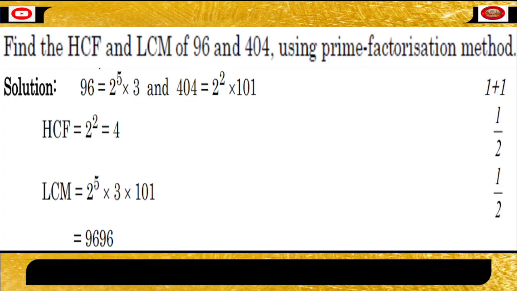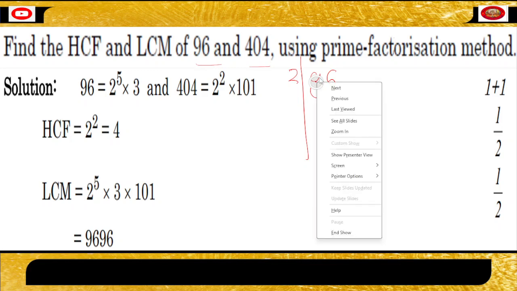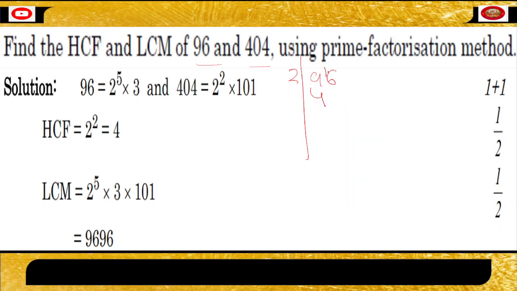Next question. Find the HCF and LCM of 96 and 404 using the prime factorization method. 96 is written as follows. 2 4s are 8. Here is 9. 9 minus 8 is 1. That 1 should be written here. Then 6 becomes 16. 2 8s are 16. 2 2s are 4. 2 4s are 8. 2 1s are 2. 2 2s are 4. 2 6s are 12. 2 3s are 6. 3 1s are 3. That means 1, 2, 3, 4, 5: 2 raised to 5 into 3. So 96 is written as 2 raised to 5 into 3.